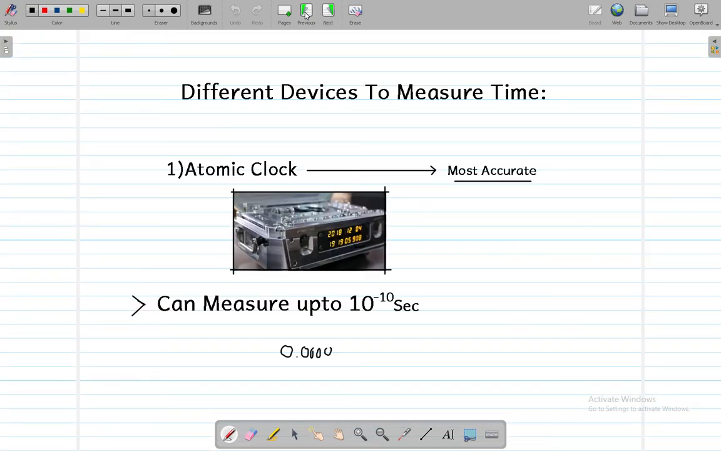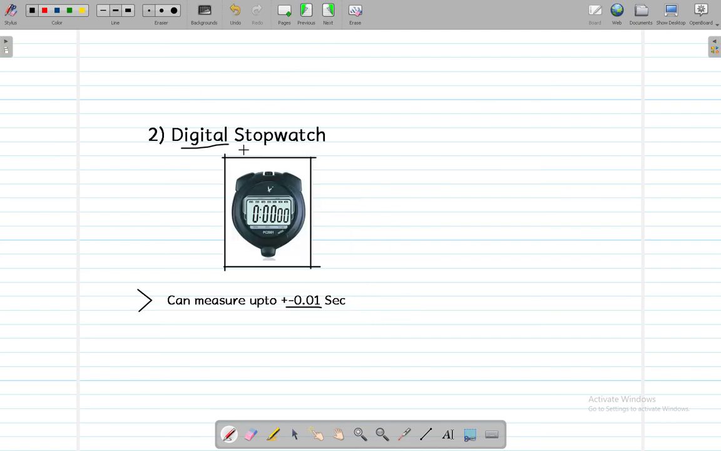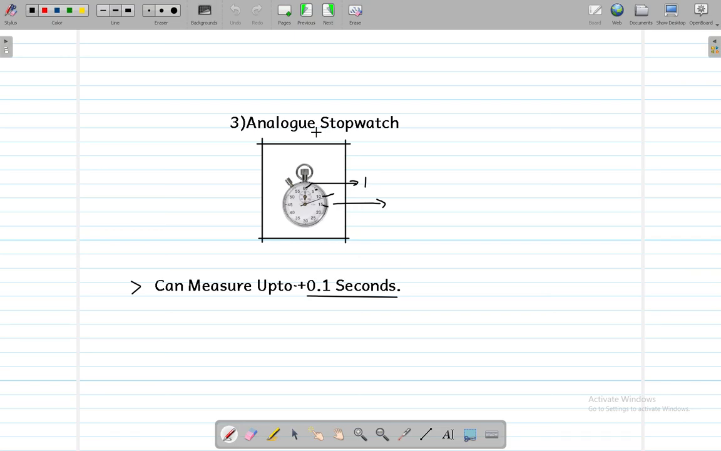So let's revise from the start. The number of clocks that are listed in this chapter: the atomic clock. You have to learn its accuracy, which is 10 to the power of minus 10. The second one is the digital stopwatch. Its accuracy is plus minus 0.01 second. And the third is the analog stopwatch. It measures time in minutes and seconds, and its accuracy is plus minus 0.1 second.